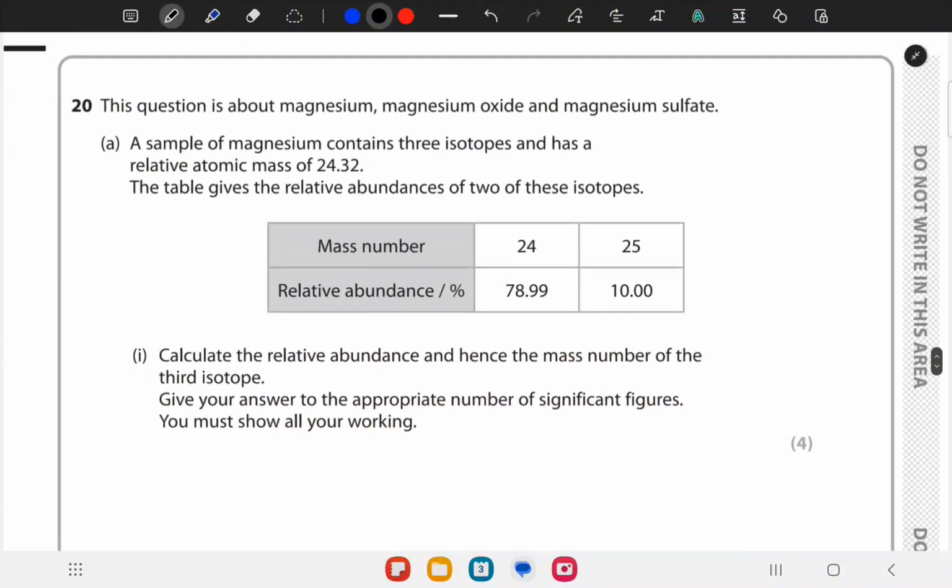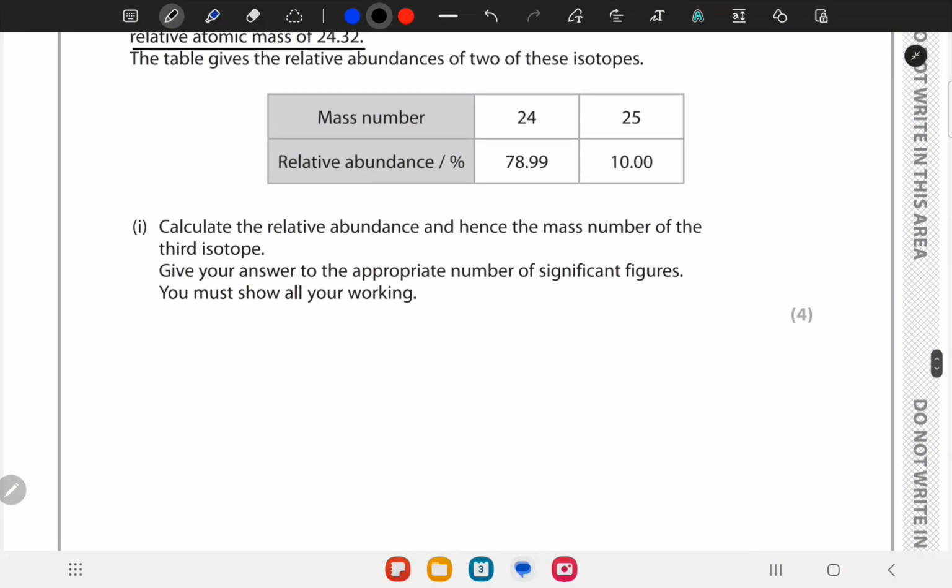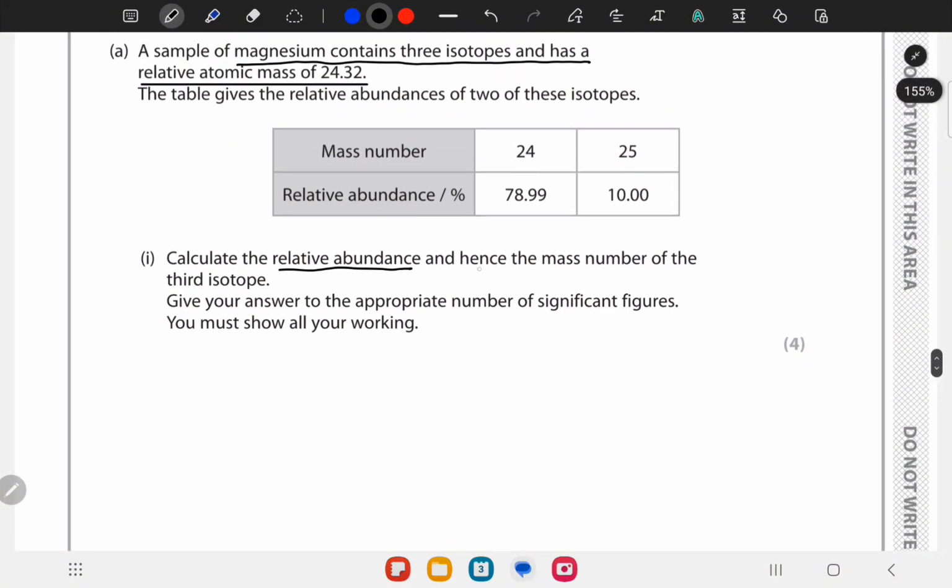Now moving to question 20. We are given that magnesium contains 3 isotopes and has a relative atomic mass of 24.32. We have the abundances for 2 of them. We have to calculate the relative abundance and the mass number of the third isotope.